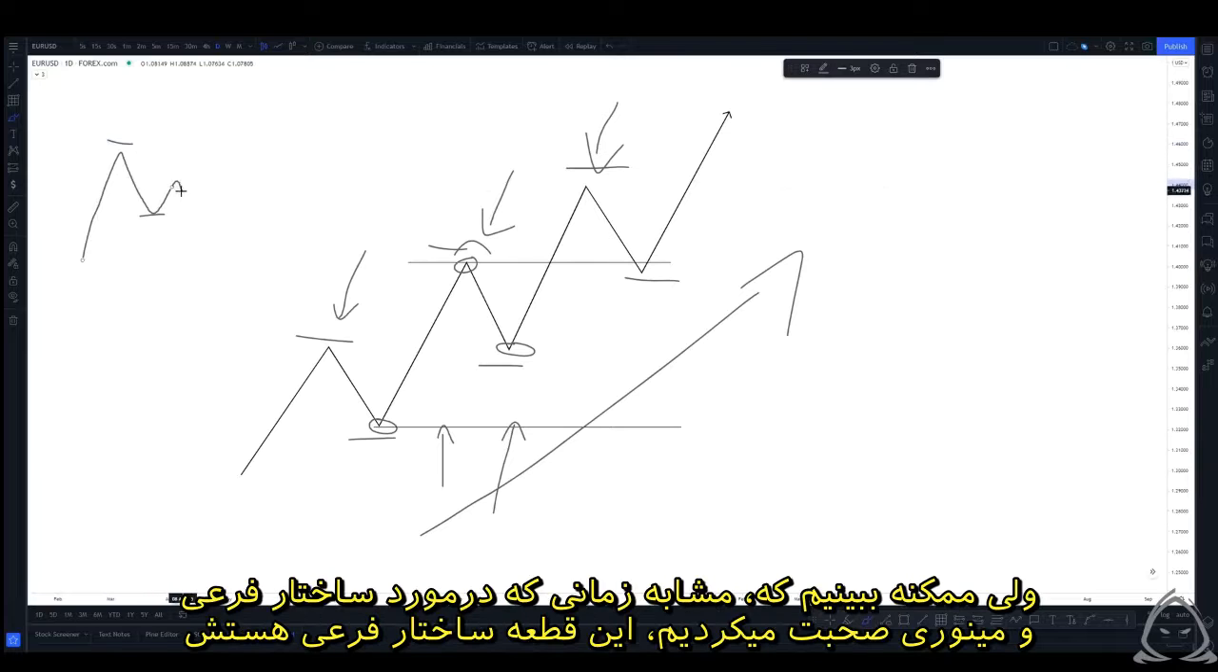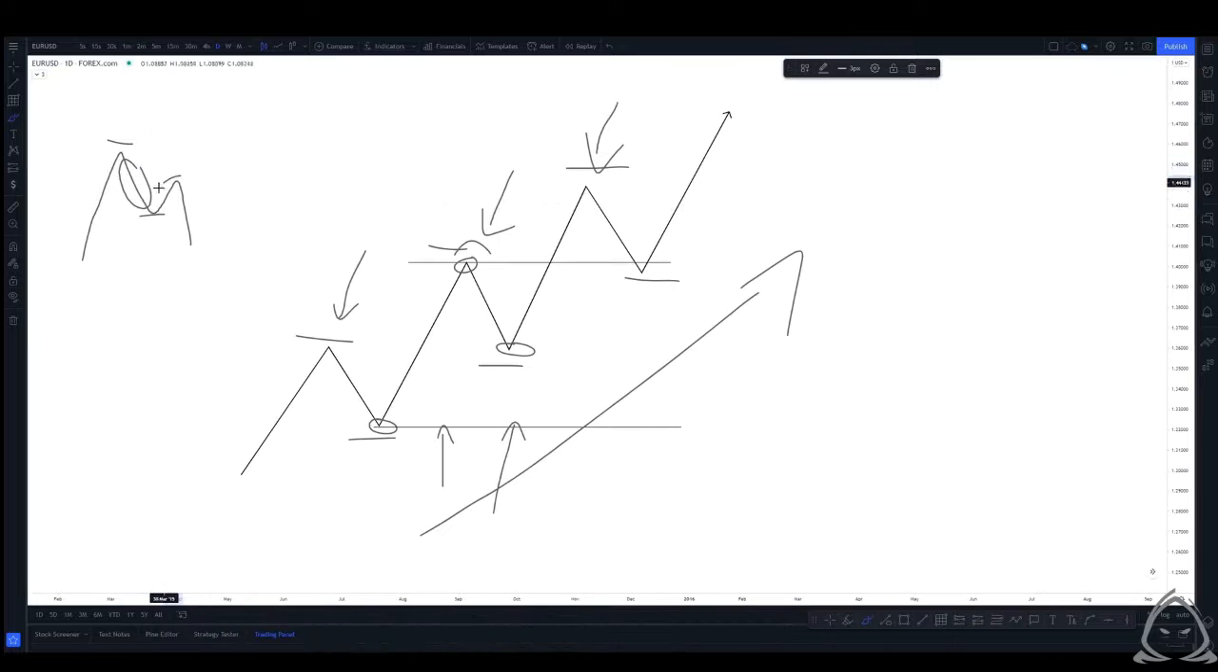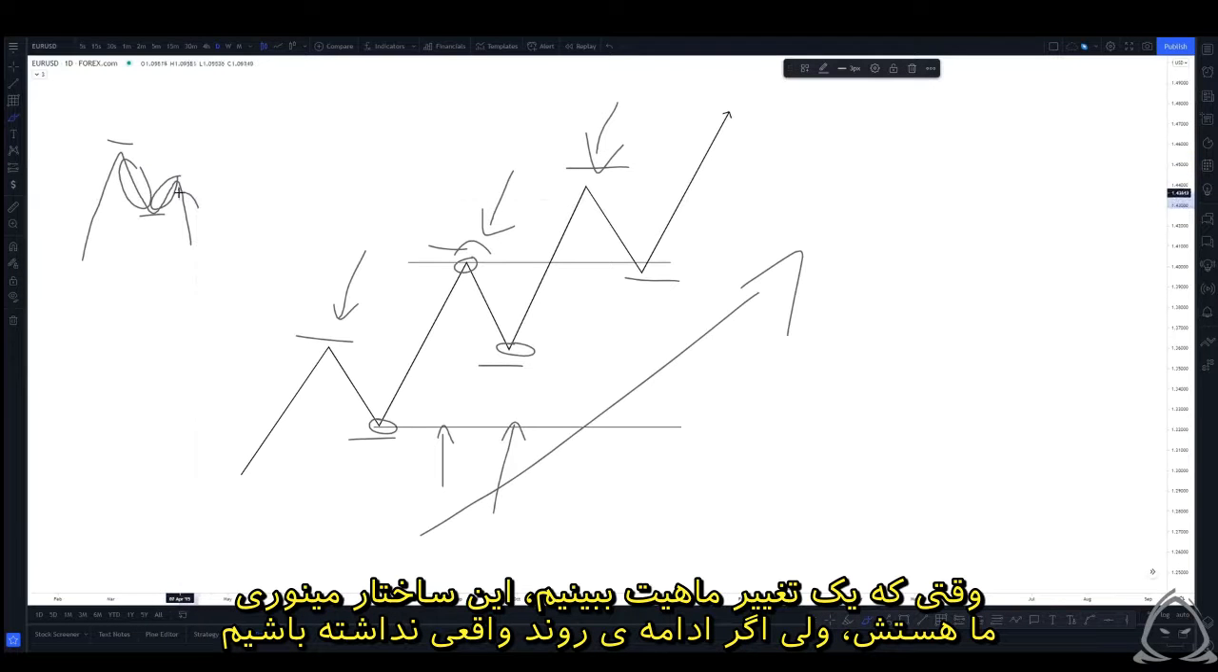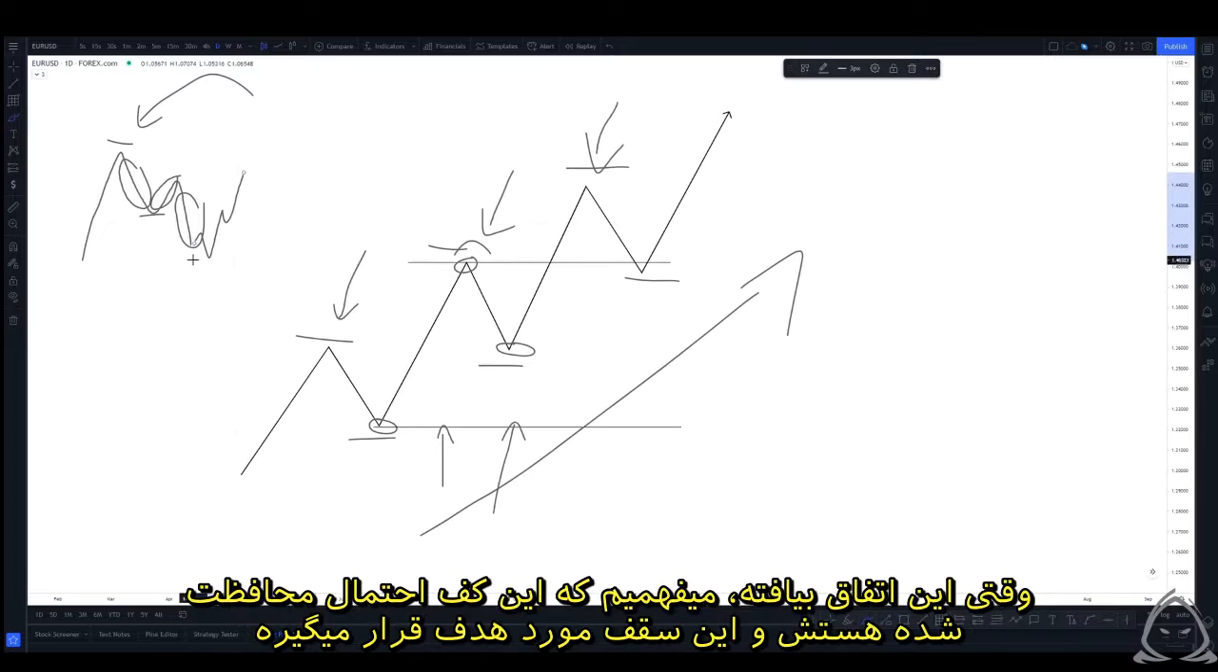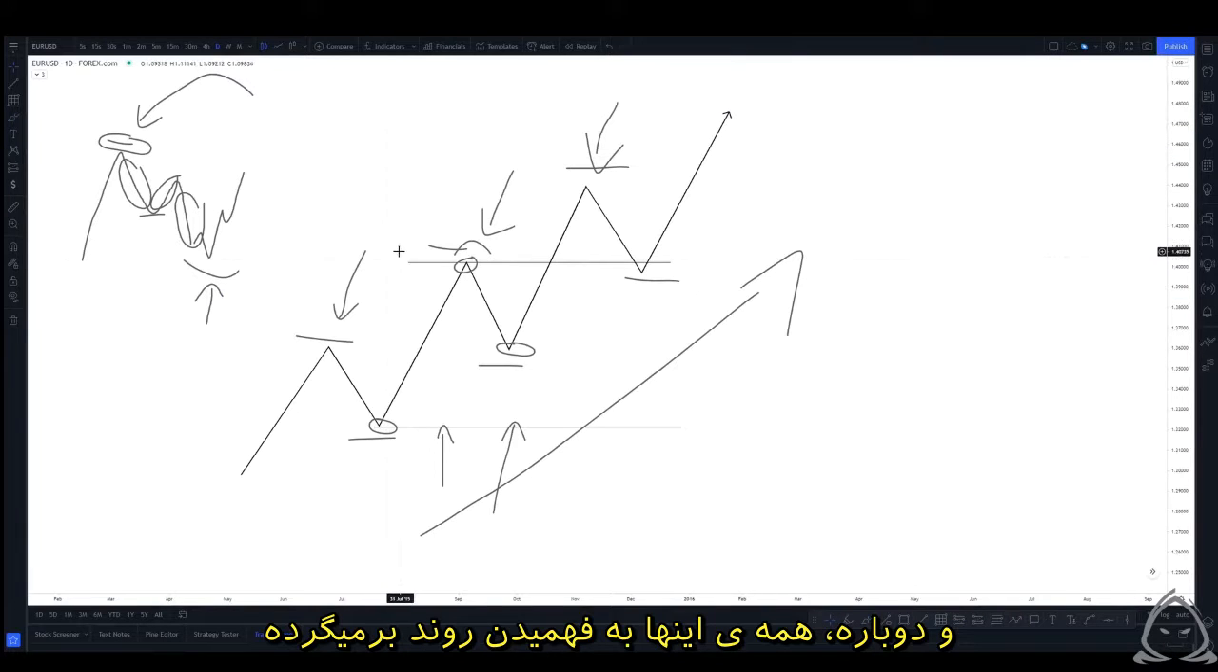But then what we might see is similar to when we were talking about substructure and minor structure, that this component would be substructure. Once we see a change of character, this would be minor structure. But if we don't actually see a true follow through that targets this previous high, then that substructure can continue before we start to see true minor structure happening. Once that happens, we can start to gain the understanding that this low is potentially protected and that this high is targeted. And again, this all comes back down to understanding trend.